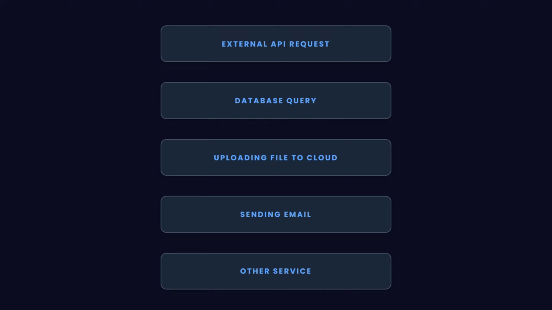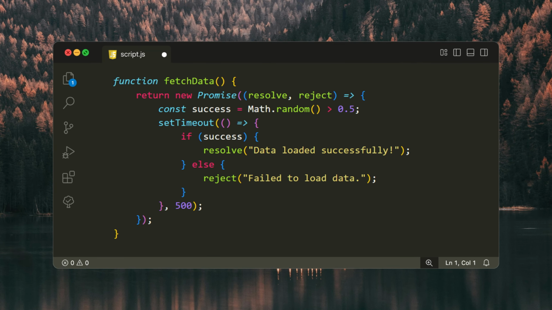Now let's look at a simple simulation in code. We'll start with a basic function that randomly succeeds or fails, just like a real API might. This function returns a promise. Inside the promise, we use Math.random to simulate an unpredictable result. If the number is greater than 0.5, we resolve and return a success message. If not, we reject and return an error. We also use a small timeout to simulate the delay of a real network request.